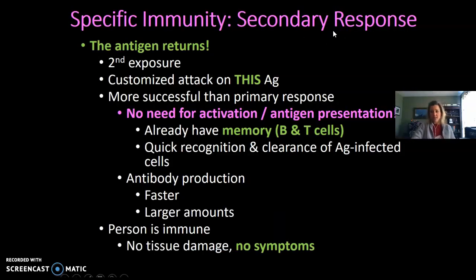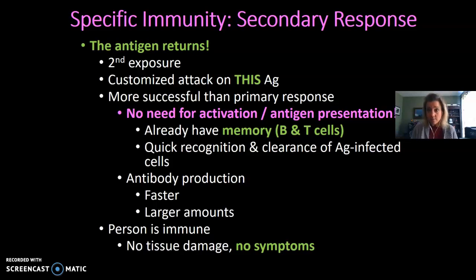So here we go. So now that we've established memory with a supply of memory T cells and memory B cells, what's going to happen when the antigen returns? Well, with a second exposure, and even with a third or a fourth or a 10th exposure, like I said, we don't need to have antigen presentation because we have memory cells already, and they are going to provide a customized attack on this particular antigen.